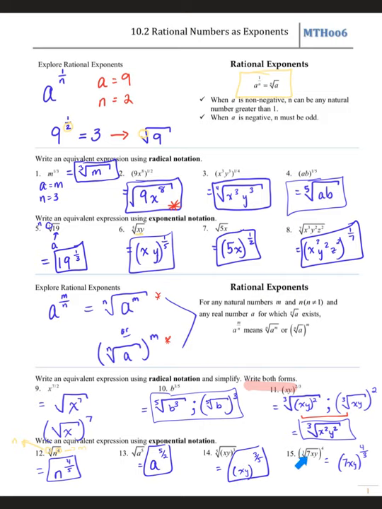And number 15, we have 7xy is the radicand, so 7xy is our base to the 4/3 power. And that would be our answer for that one.